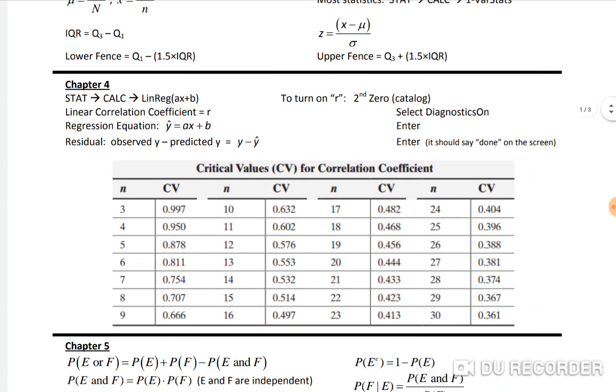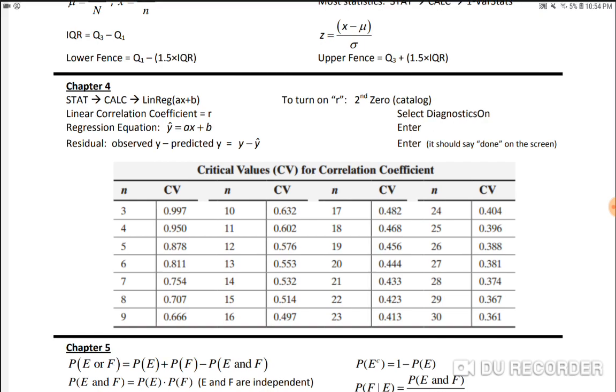Okay, so right here in chapter 4, you'll see your critical values table for the correlation coefficient. So I'm going to look for where N is 15. Here it is. N's 15 here. And I look over and I've got 0.514.